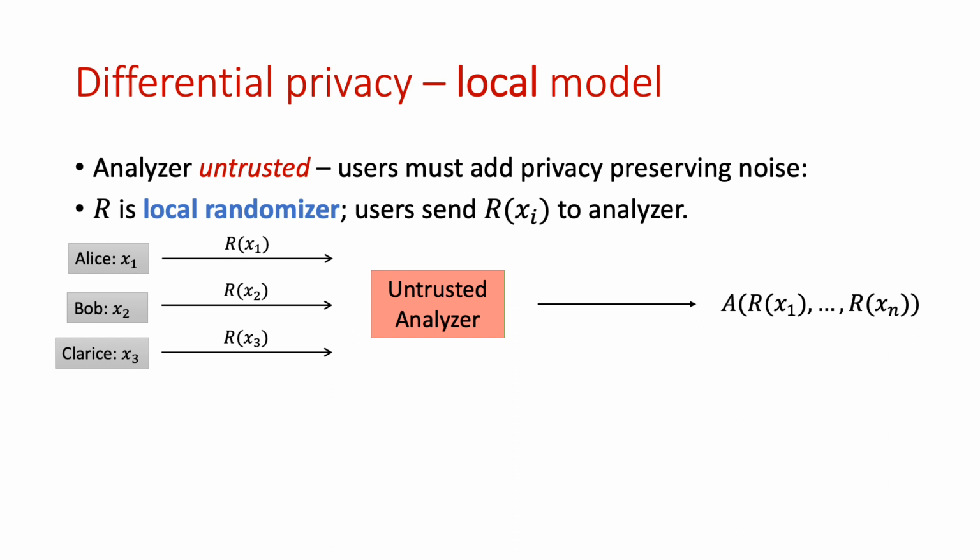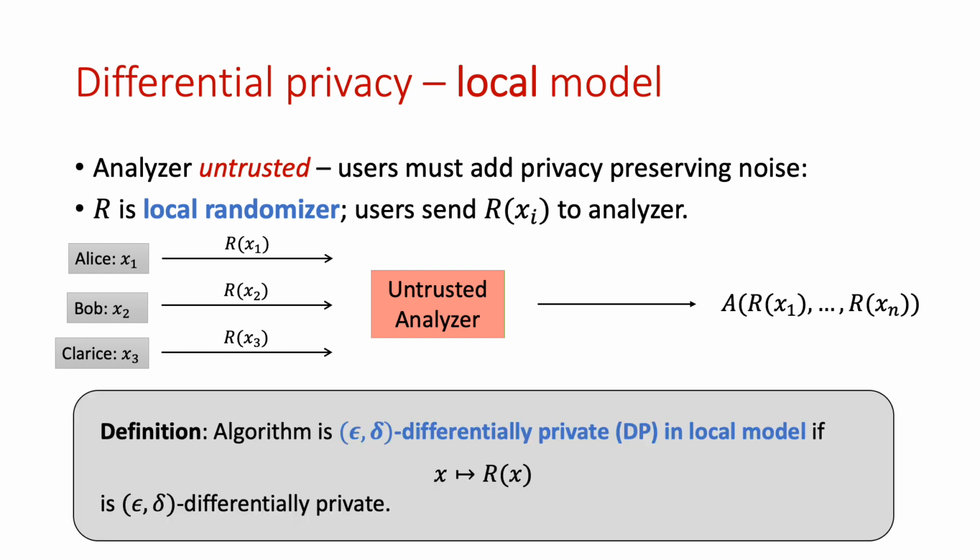Now, one issue with the central model of differential privacy is that a trusted analyzer may not be available in many applications, and this motivates the local model of differential privacy. So here the analyzer is now untrusted, and therefore the users must add the privacy-preserving noise themselves. So in the local model, in addition to an analyzer A, there's a local randomizer denoted by R, and given an input xi, the user sends R of xi to the untrusted analyzer, which then performs an analysis on the R of x1 to R of xn.